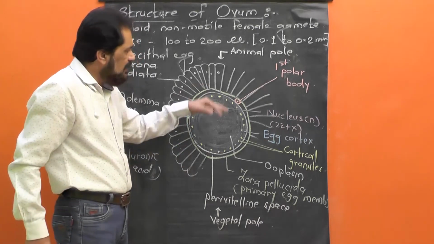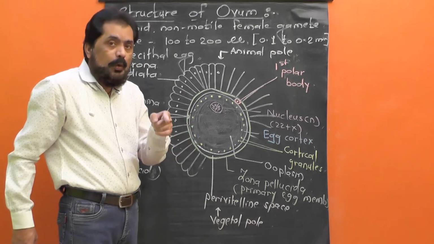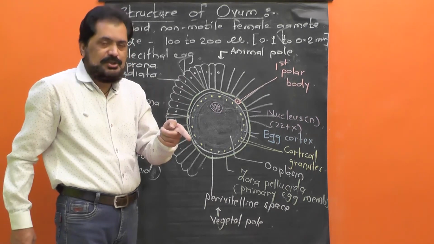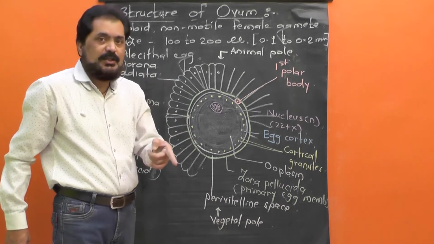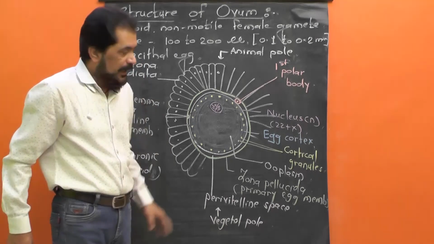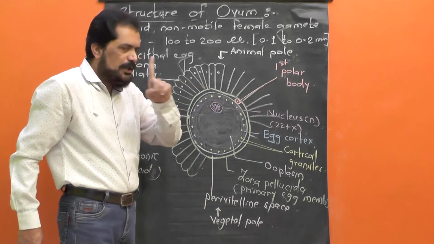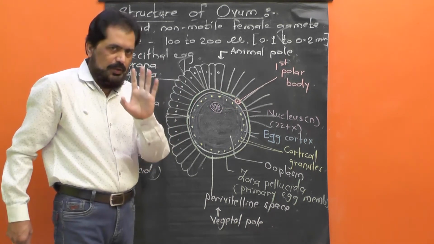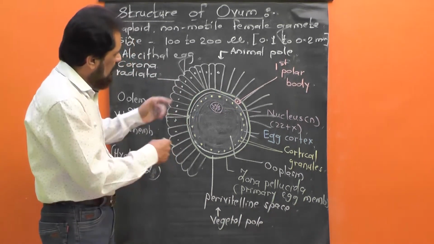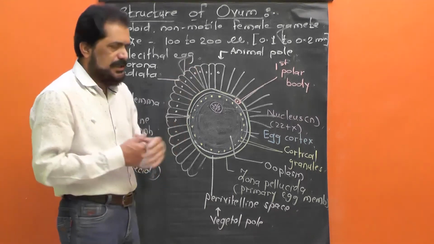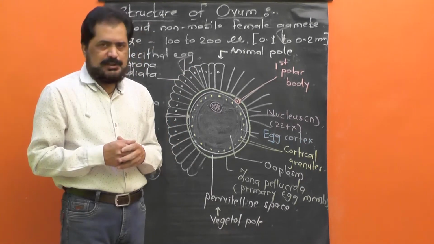Look, this is nothing but the ovum before fertilization, that is, in the secondary oocyte stage. Mind well. That's why in this peri-vitelline space only one polar body is seen. So here we have studied the structure of the ovum. Let us stop here today.